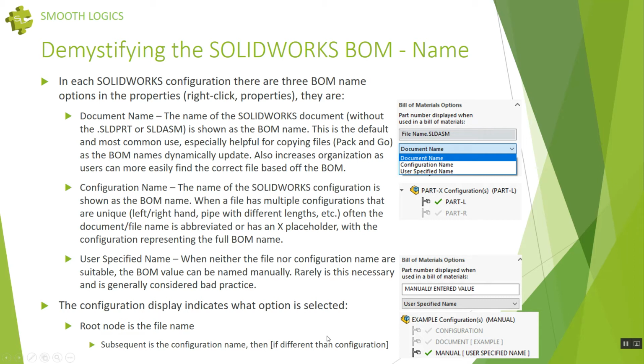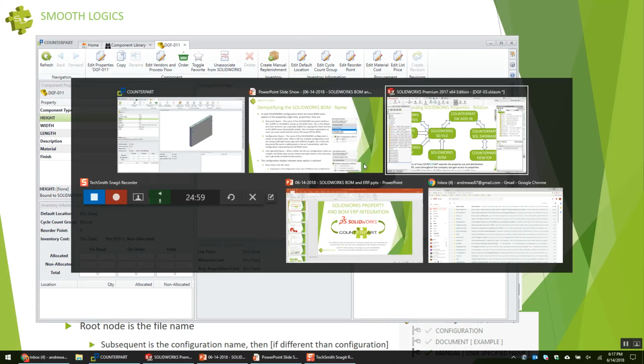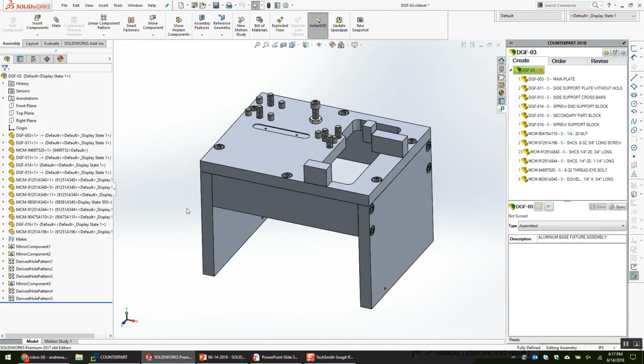So some of the options that we have in SOLIDWORKS specific to bills of material is every configuration has the ability to show the bill of material, report the bill of material to SOLIDWORKS as the document name minus the extensions, as the configuration name, or as a user specified name. And we'll see that here in SOLIDWORKS.